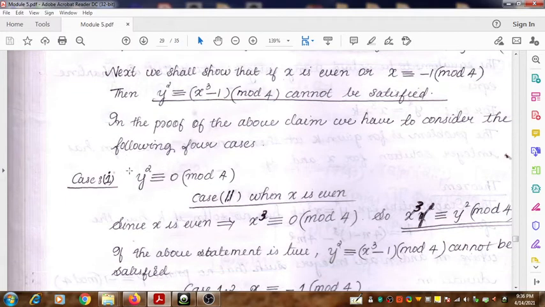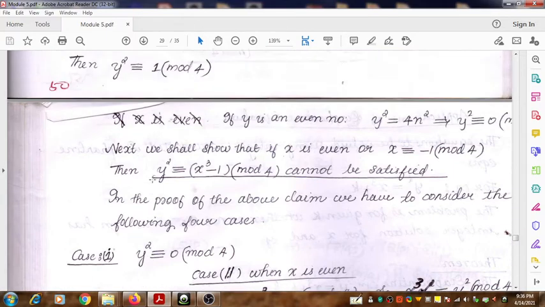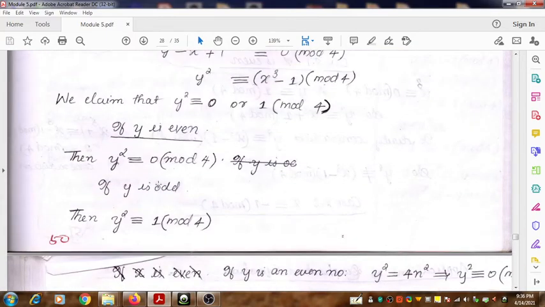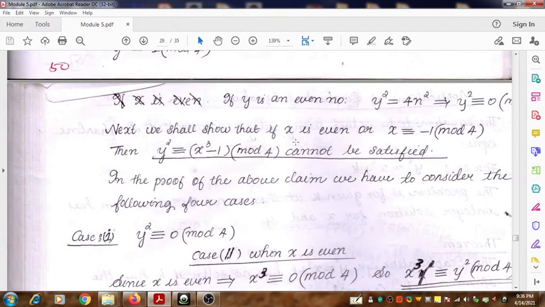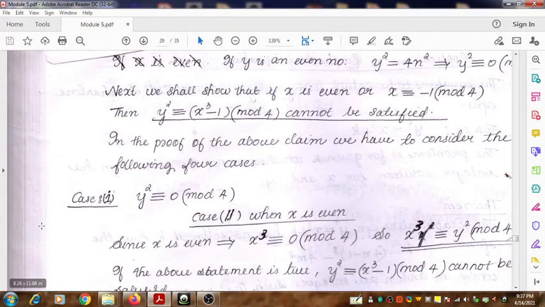The first case is that previously we had 2 situations based on y, and now we have 2 situations on x: x is even, or x is congruent to minus 1 mod 4. Properly combining these 2 and 2 situations, you get the 4 cases.